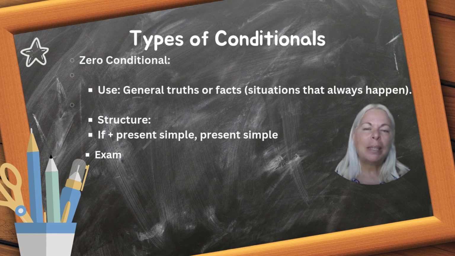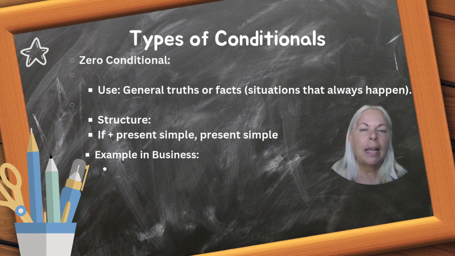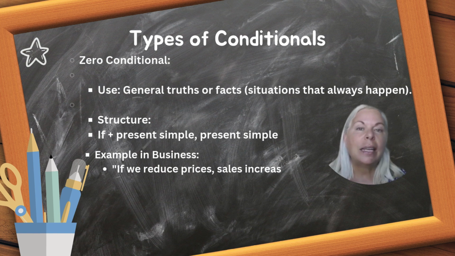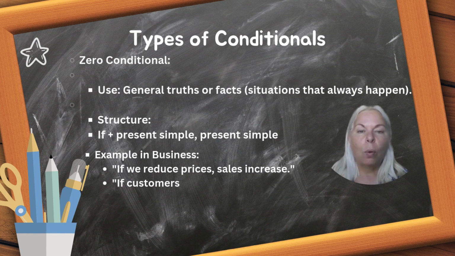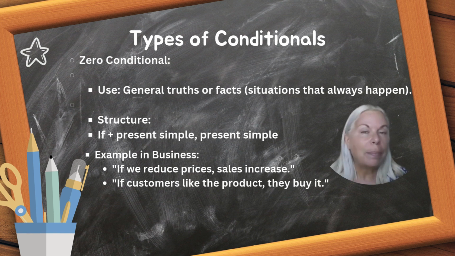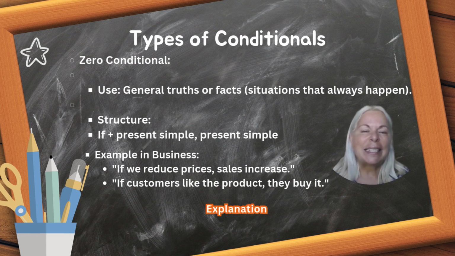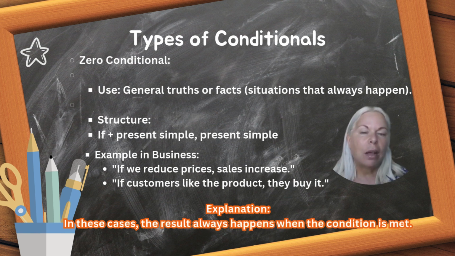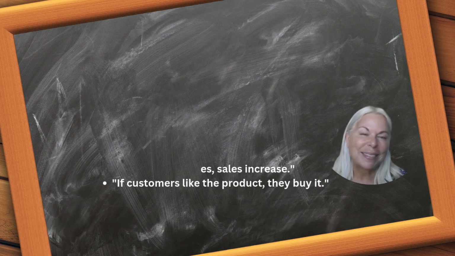Now, an example in business would be if we reduced prices, sales increase. Or if customers like the product, they buy it. Now, in these cases, the result always happens when the condition is met. For instance, in business, you might use this to describe a consistent relationship between two variables.